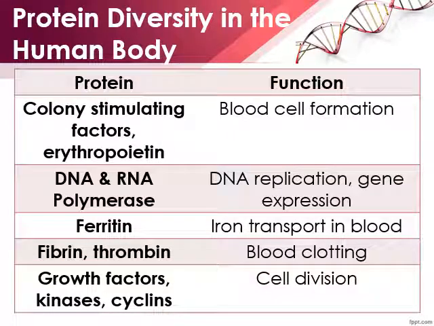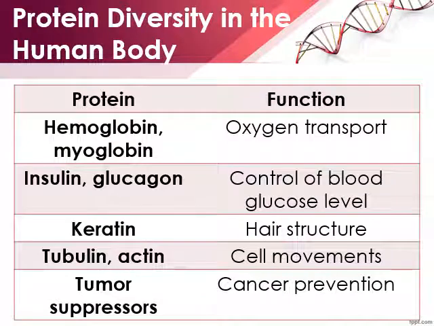Next, we have colony-stimulating factors and erythropoietin for blood, DNA and RNA polymerase for DNA replication and gene expression. Ferritin stores iron. Fibrin and thrombin are for blood clotting. Growth factors, kinases, and cyclins are for cell division. Hemoglobin and myoglobin are for oxygen transport. Insulin and glucagon control blood glucose level. Keratin is for hair structure. Tubulin and actin are for cell movements. And tumor suppressors are for cancer prevention.